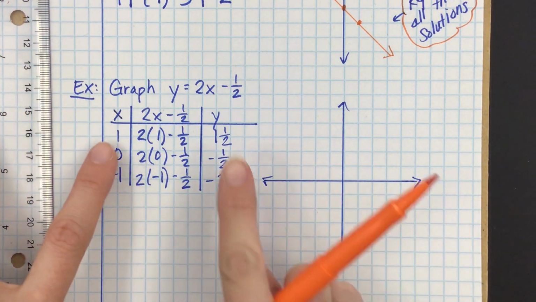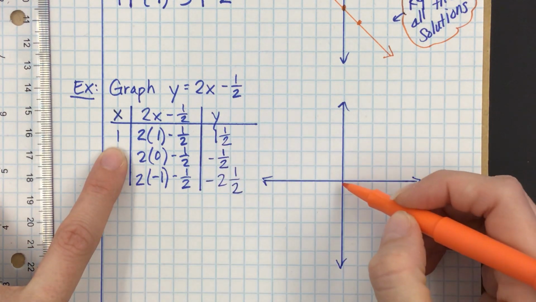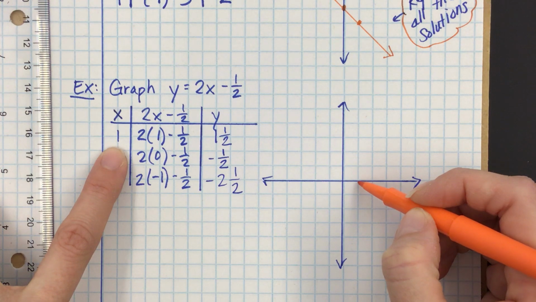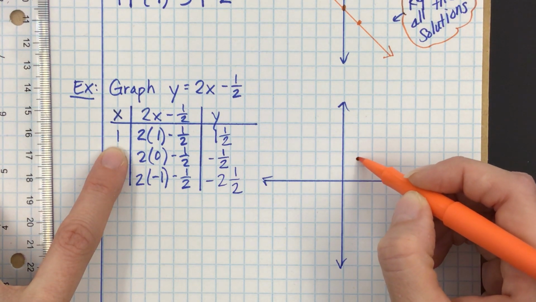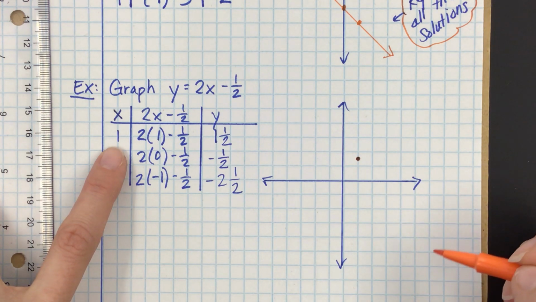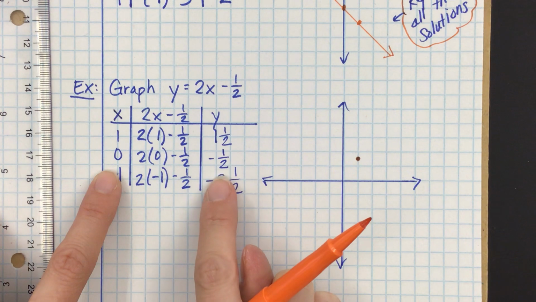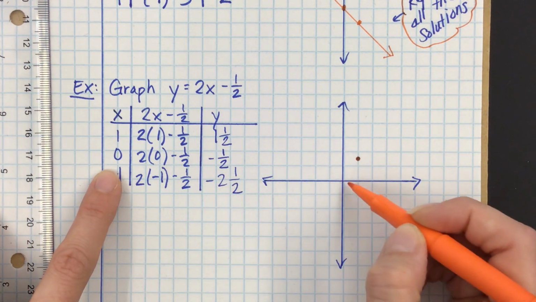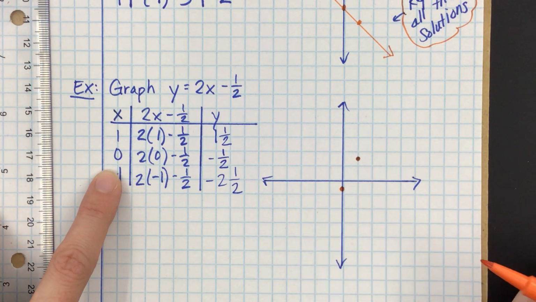Okay, so my first point is 1 and 1 1/2. So my x is 1, and then my y is 1 1/2, so I'm going to go to 1 and halfway. Okay. My next one is 0 and -1/2. So I'm not going to go to the left or right because x is 0, but I am going to go down just a half in the negative direction.